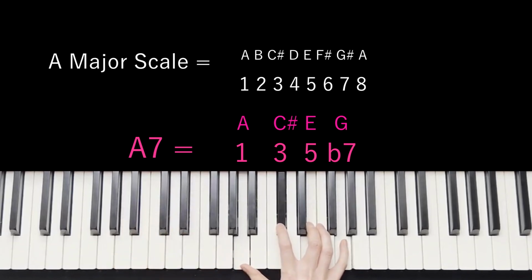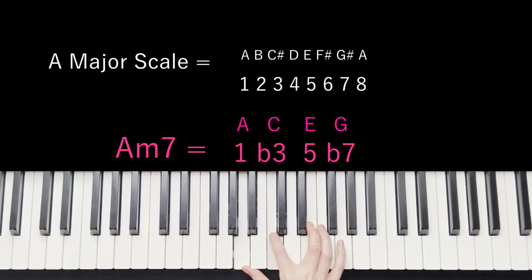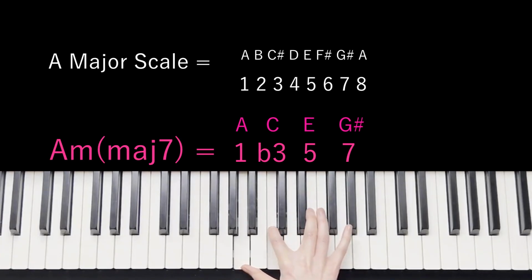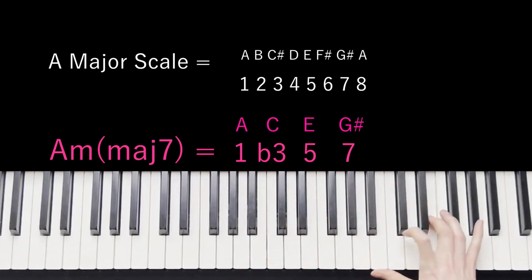Different quality. Now to get A minor 7: 1, flat 3, 5, flat 7. And A minor major 7: 1, flat 3, 5, major 7. The confused chord.